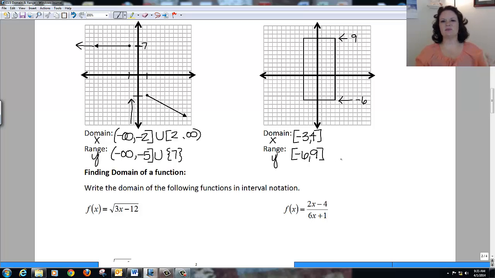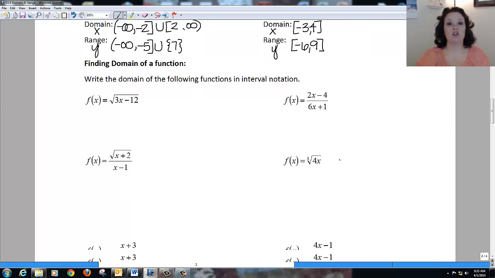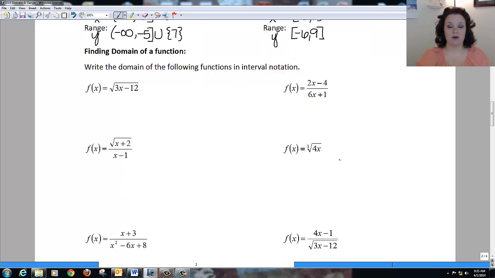Okay, so we've done these before with the pictures. What we're going to do now is look at how to find just the domain, not the range, just the domain when we're given a function. Now, just like we went over at the beginning of this section, when we look for the domain of a function, we're only worried about two things.